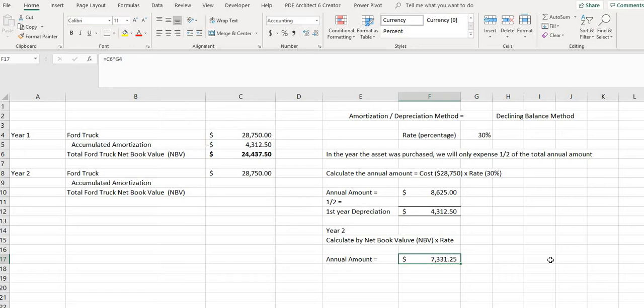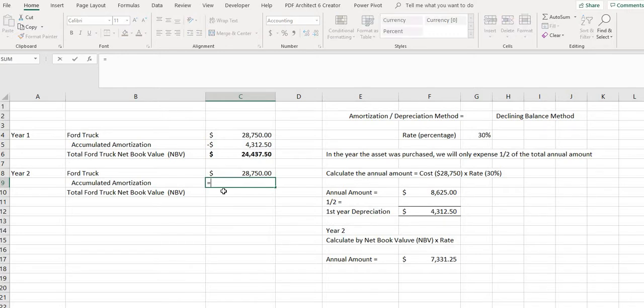$7,331.25. Now, what's going to happen here in our accumulated amortization, once this second year is posted and you rerun your balance sheet, this account is going to give you a total of the first year amount and the second year amount, so that you then arrive at what the new net book value or the remaining amount of the truck is yet to be expensed. So let's put that in there. We're going to take the 43,1250 and just put some brackets here.